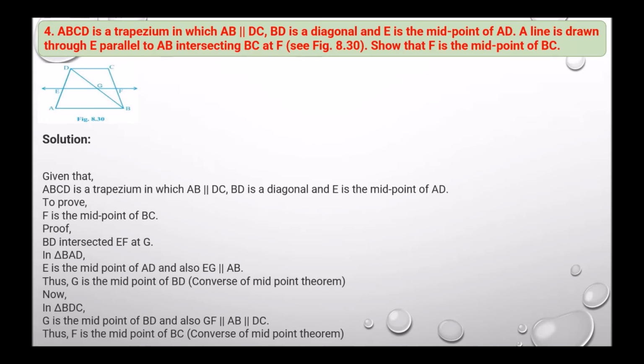Now in triangle BDC, G is the midpoint of BD and also GF is parallel to AB, which is parallel to DC. Thus F is the midpoint of BC, by the converse of the midpoint theorem.